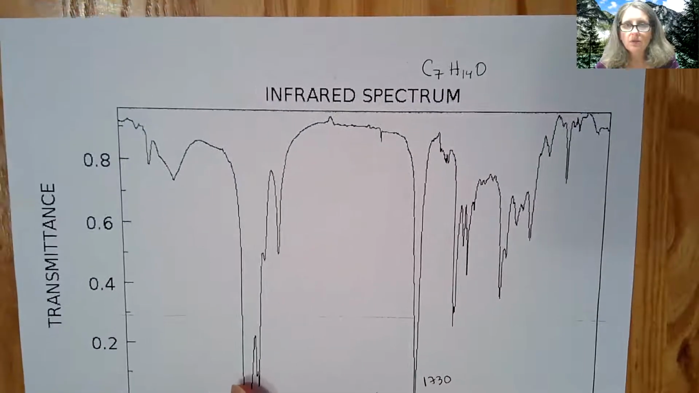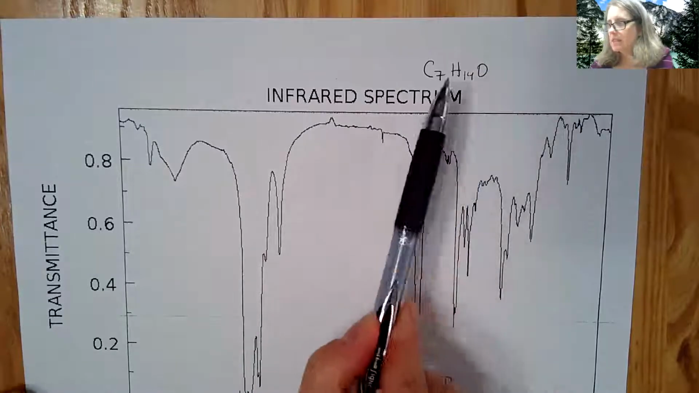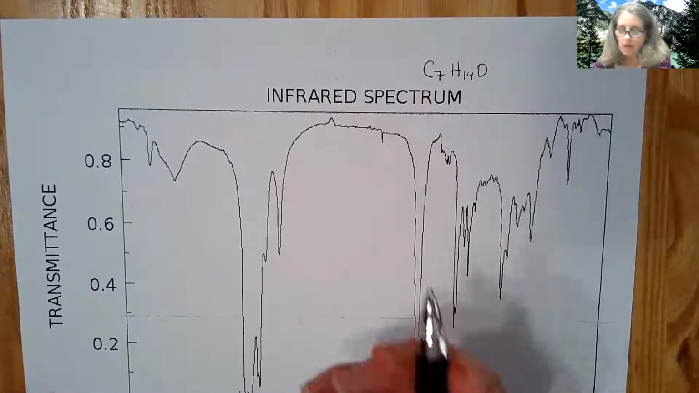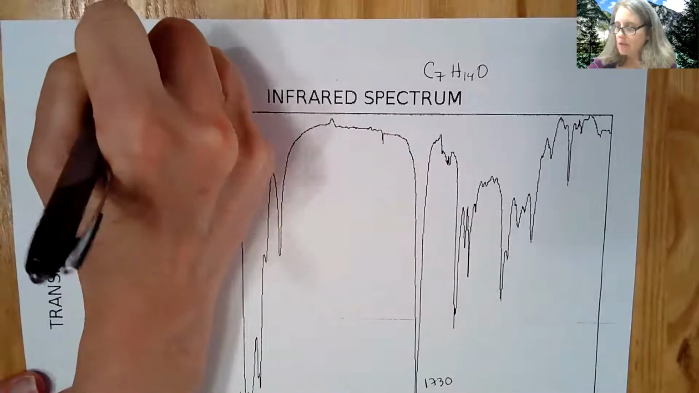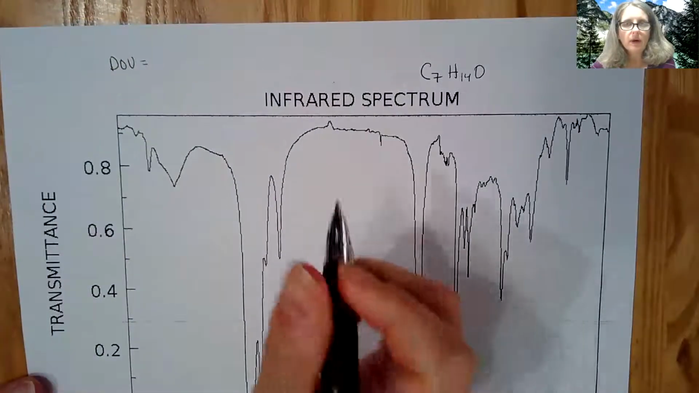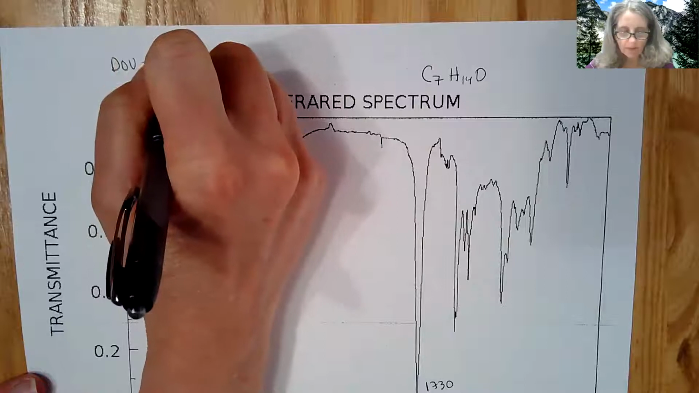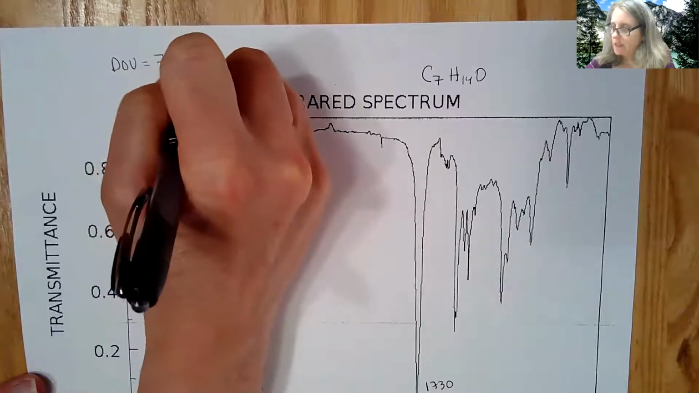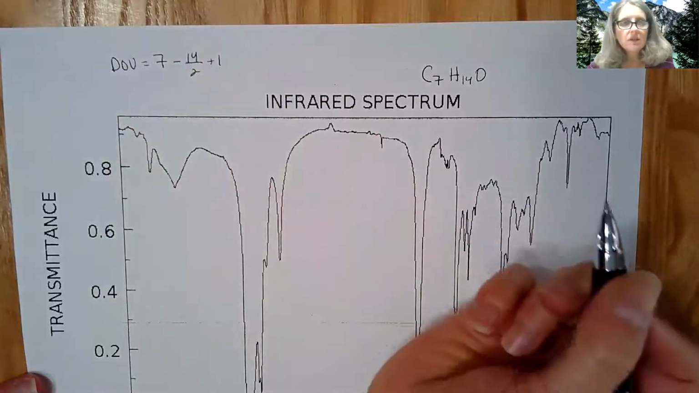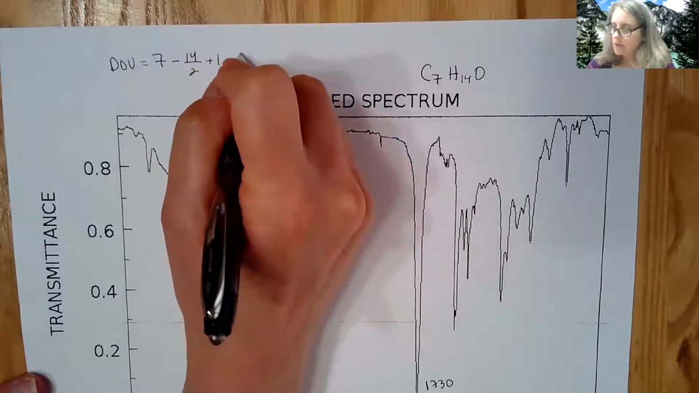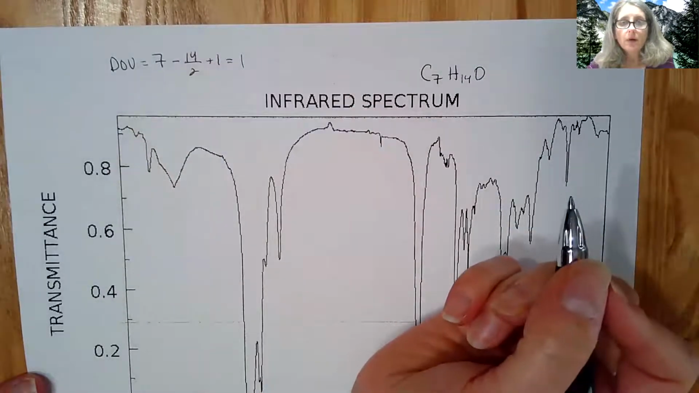So the first thing you do is you take a look at the formula of C7H14O and you do a degree of unsaturation to see what kind of bonds you have in there. So I have 7 carbons, I have 14 hydrogens, and oxygen does not count. So I get a degree of unsaturation of 1, okay?